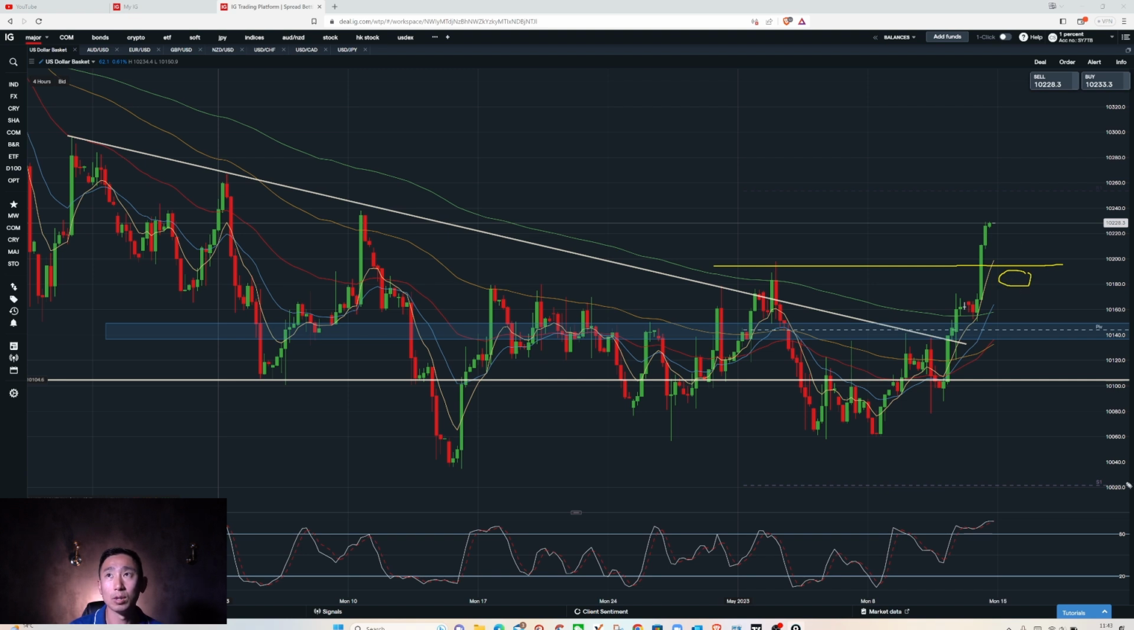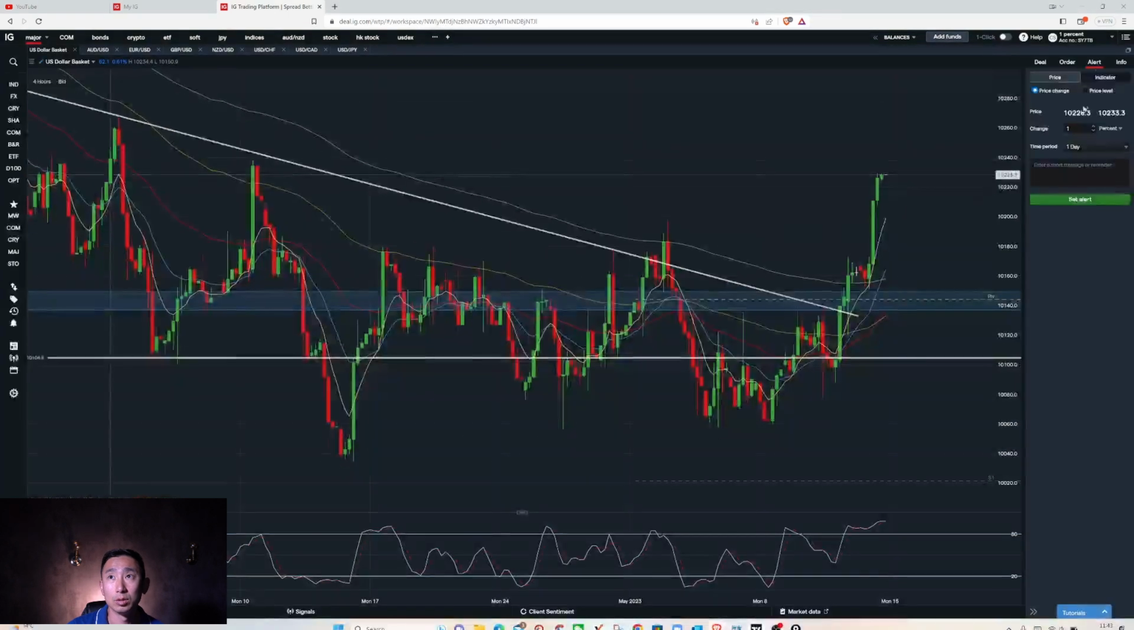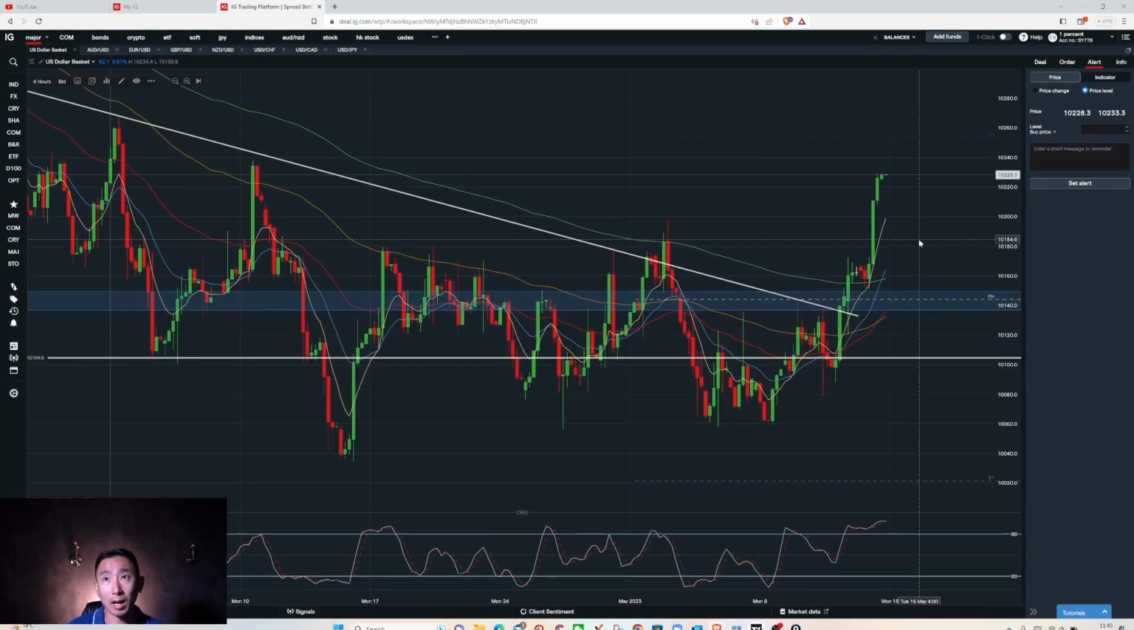Keep an eye on that. So what I will do is use IG to set an alert around 101.86. That way, when it pulls back there, I will know, okay, let's have a quick look at what the price action is telling me. If the price action is right, buy it.